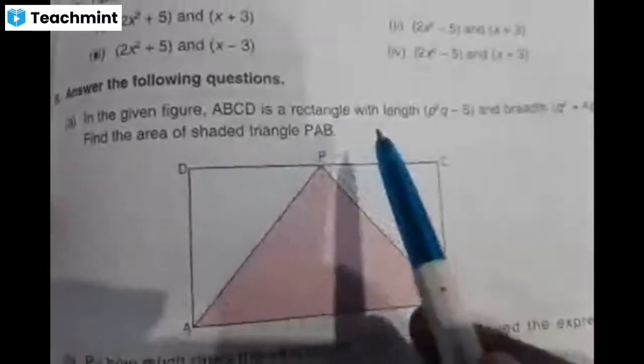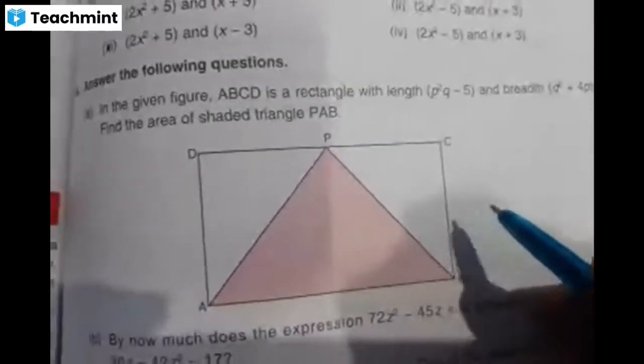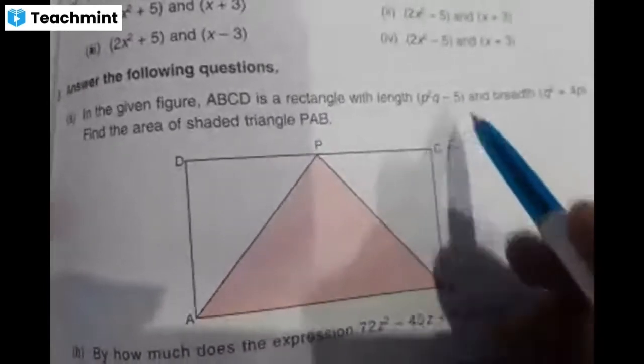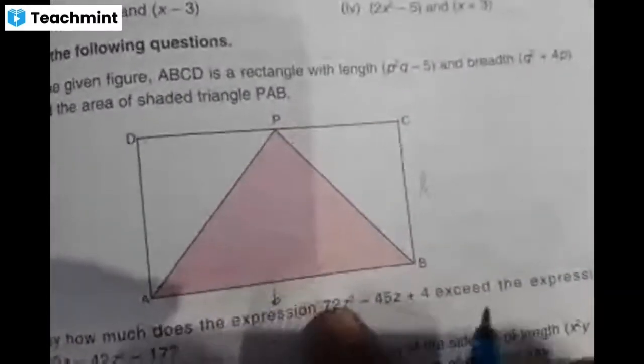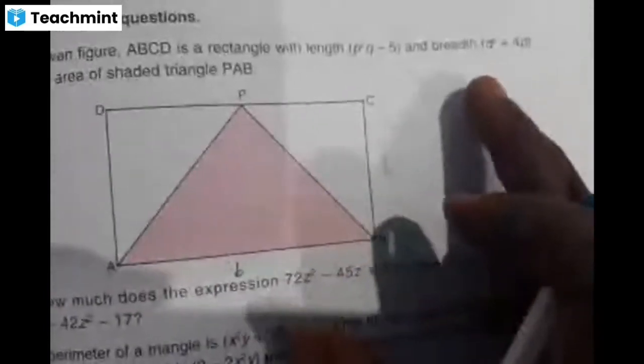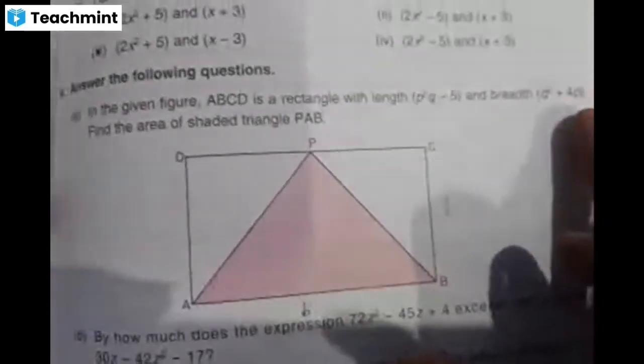Next is question number B. Answer the following questions. In the given figure, here is the question. In the given figure, ABCD is a rectangle with length, this is the length if I take, and length is p square q minus 5 and breadth. Breadth, if I take AB, you can take anything, AB as length and BC as breadth. Breadth is given as q square plus 4p.